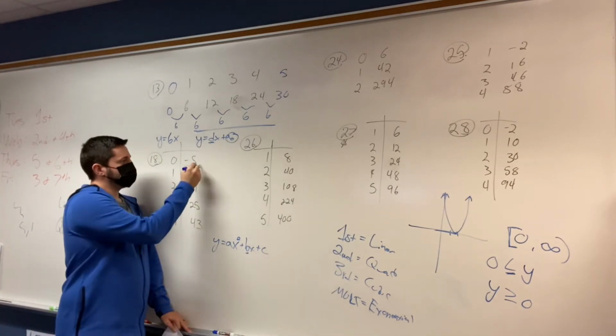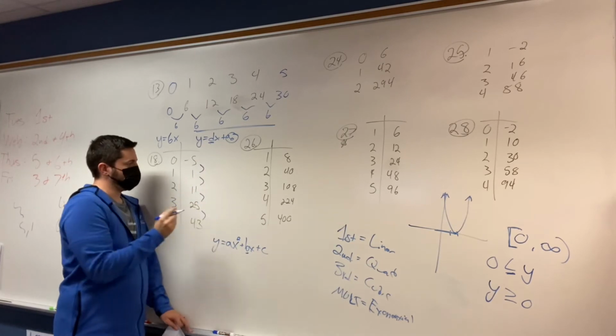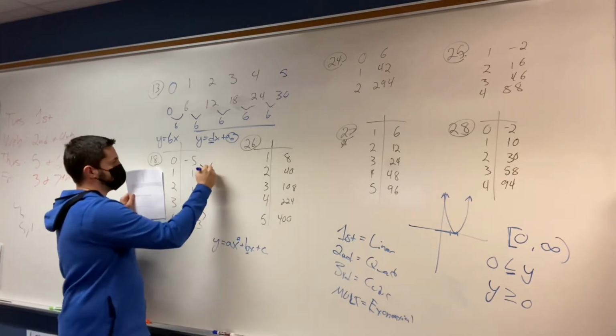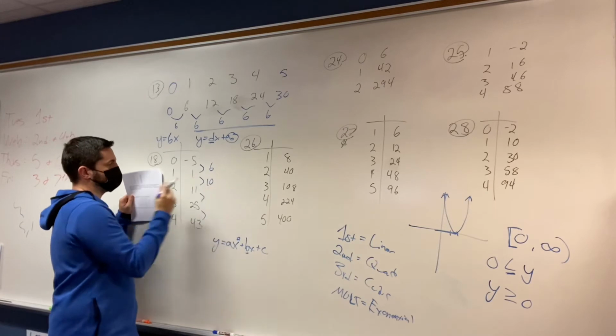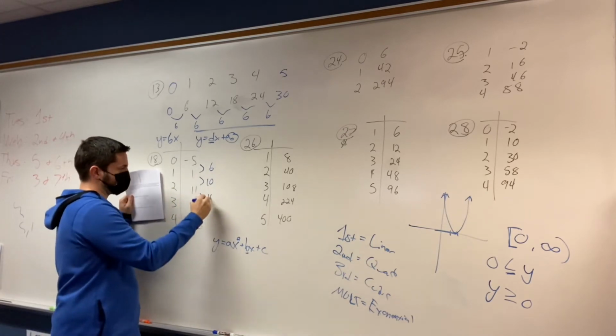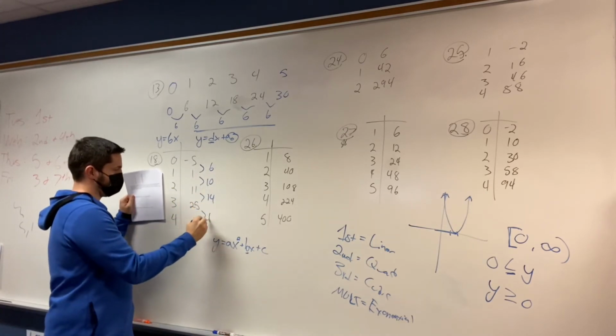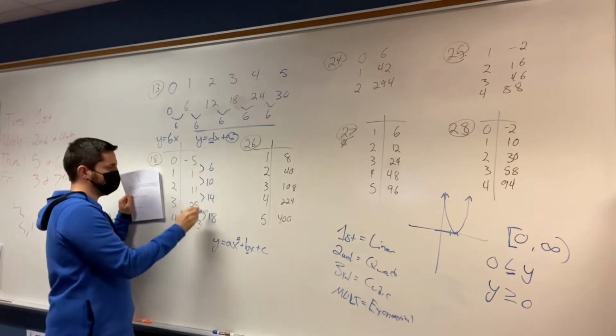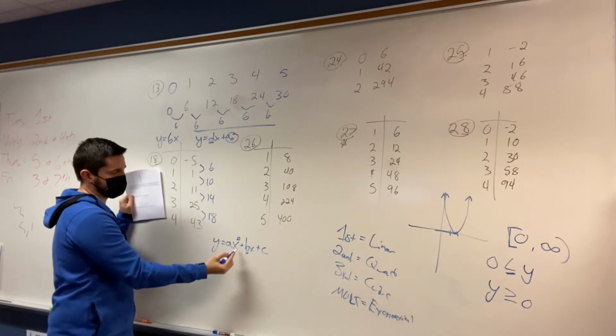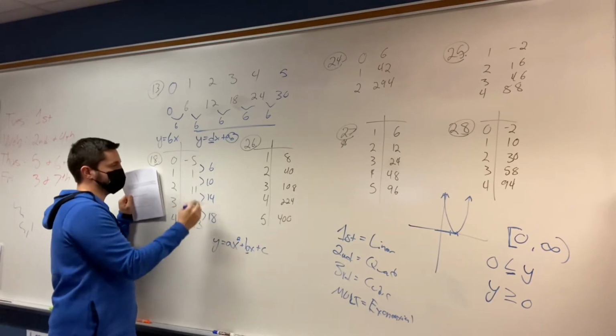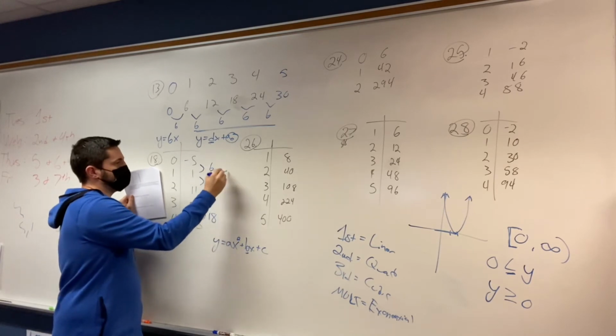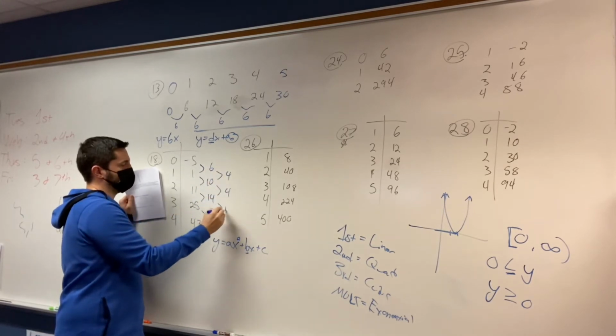So, the differences here: first one I have 6. 1 to 11 is going by 10. 11 to 25 is 14. And then we have 18. Is it linear? No. Well, obviously it's not, because it's x squared down here, but it's a good thing to notice that. Then it's going by 4, going by 4, going by 4. Great.